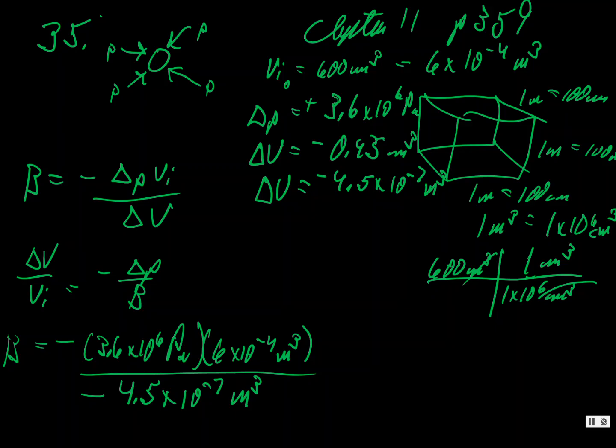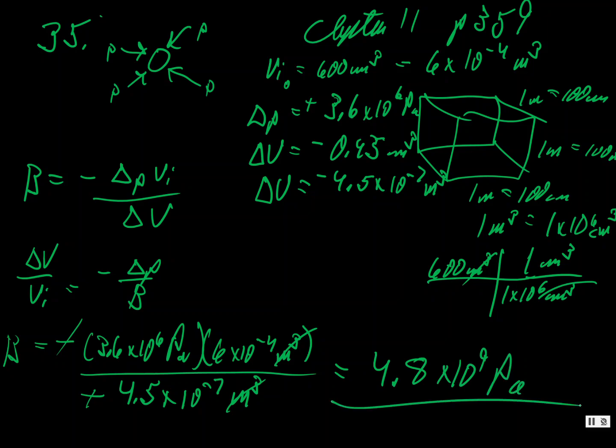All right. And so we do all the crazy, wild arithmetic. Notice how the negatives cancel out. Notice the meters cubed cancel out. Notice that's why I left it in Pa, because bulk modulus has to be in Pa. And so what do we get? We get 4.8 times 10 to the 9th Pa. 4.8 times 10 to the 9th pascals, okay? And of course it is positive because the negatives cancel out, okay?